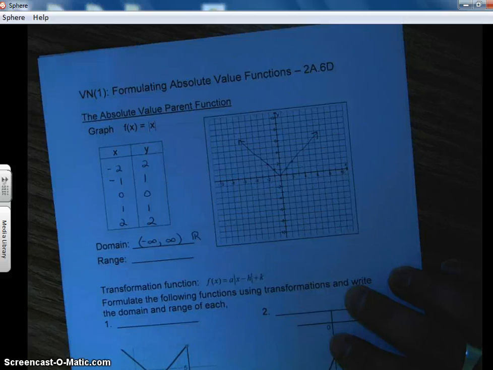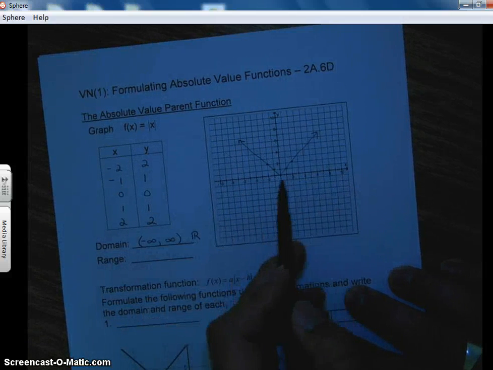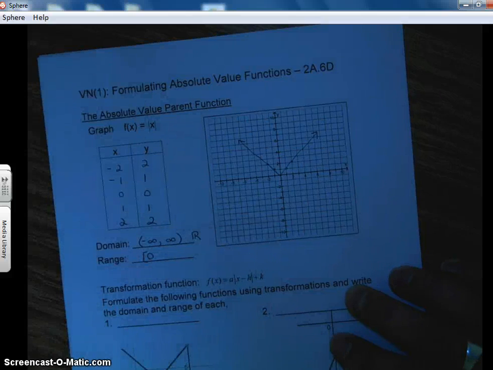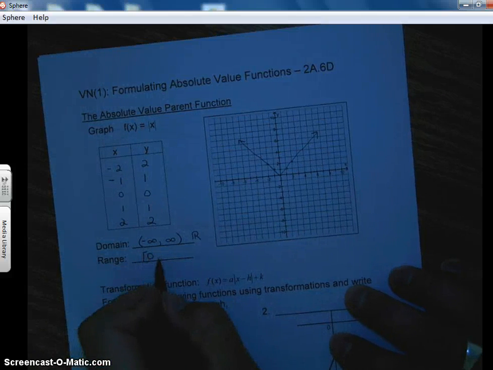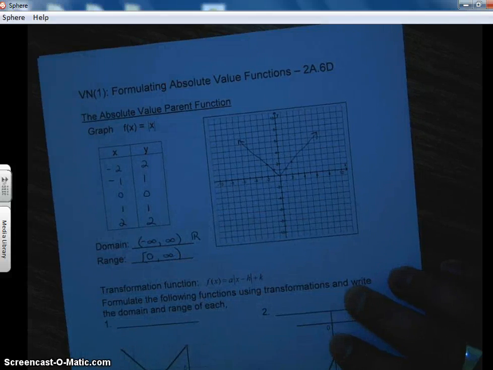Now the range, remember, goes from the lowest to the highest. So the lowest coordinate here on the y-axis is 0. It's a closed dot, so we're going to use a bracket, and it's going to go up to infinity. Okay, so we've kind of already done that.